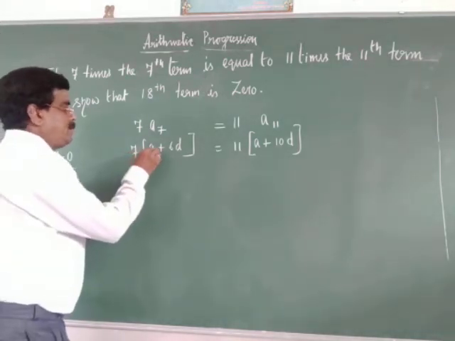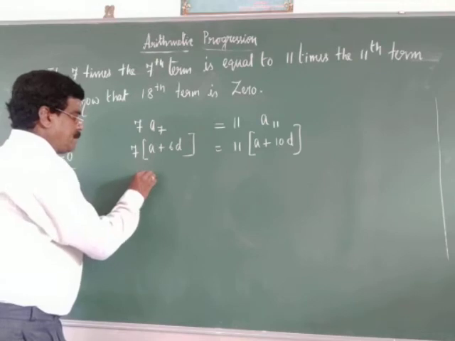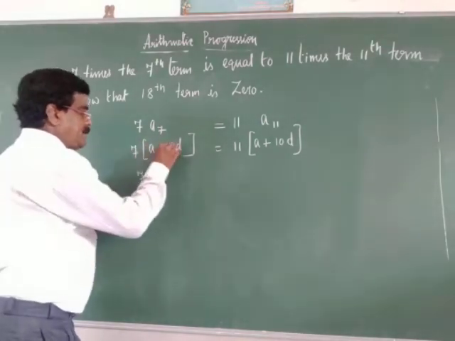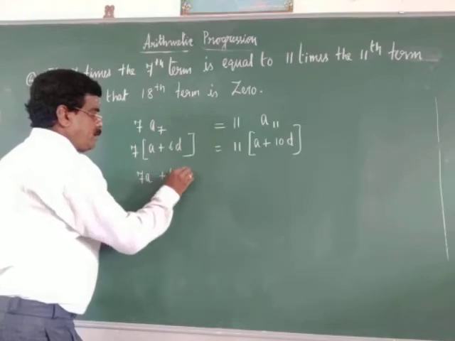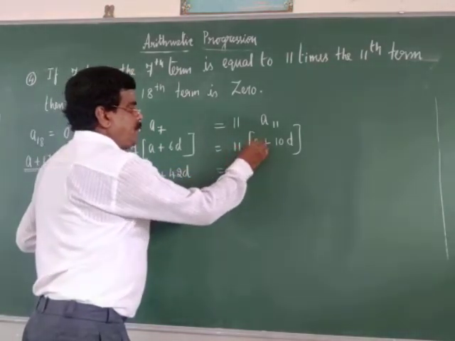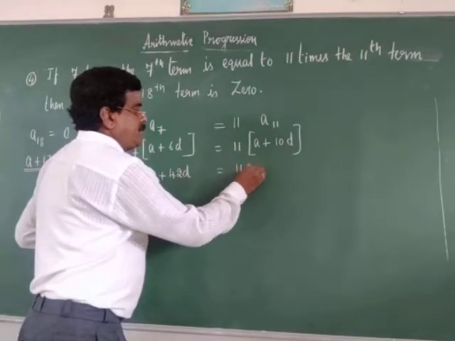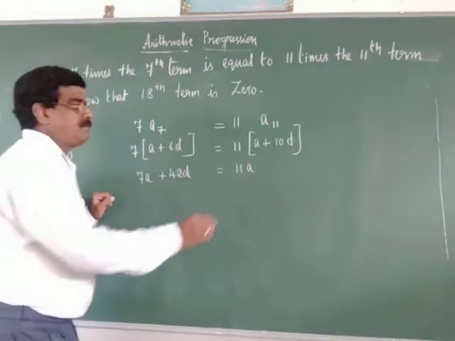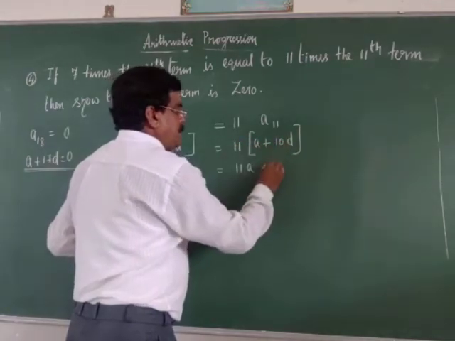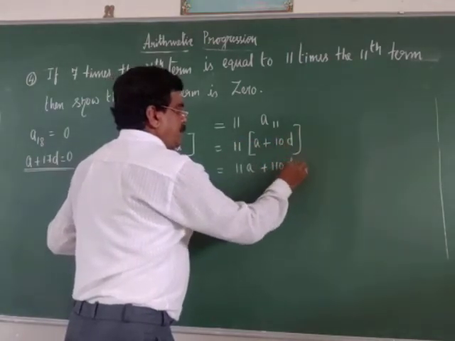In the next step, we will multiply. See, 7 into A, it is 7A, plus 7 into 6, it is 42D, equals 11 into A, it is 11A, plus 11 into 10D. 11 into 10 means 110D.